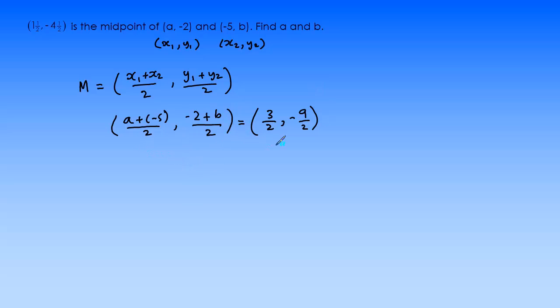Now note these are all over 2, so I get that a take away 5 is equal to 3 by comparing this with this, and then comparing the y-coordinates, negative 2 add b is equal to negative 9. Add 5 to both sides here gives me a is equal to 8, and add 2 to both sides here gives me b is negative 7.